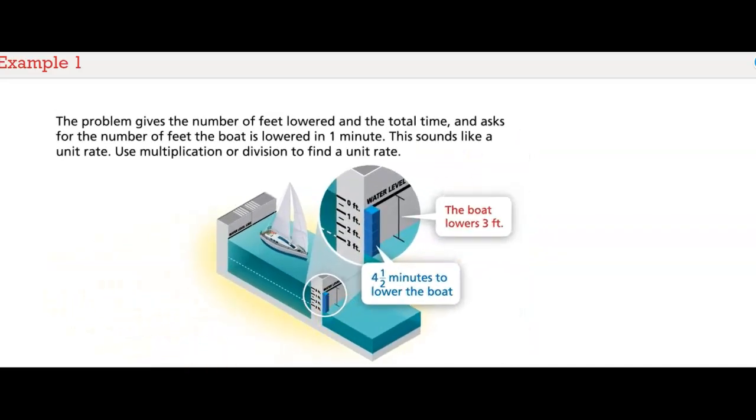The problem gives the number of feet lowered and the total time, and asks for the number of feet the boat is lowered in 1 minute. This sounds like a unit rate, so you can use either multiplication or division to find a unit rate.